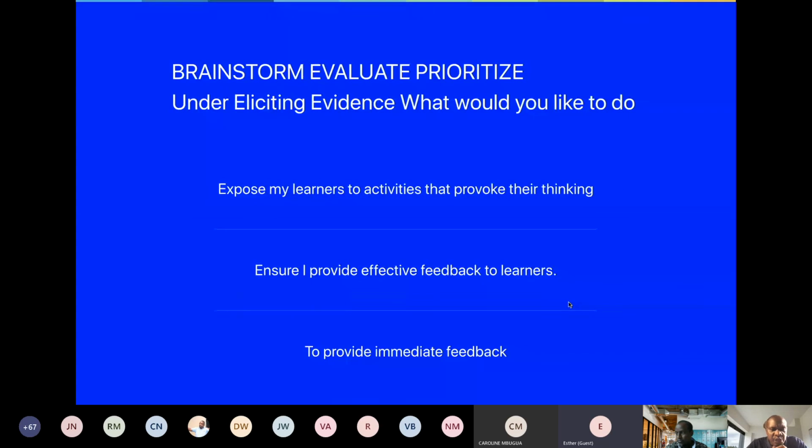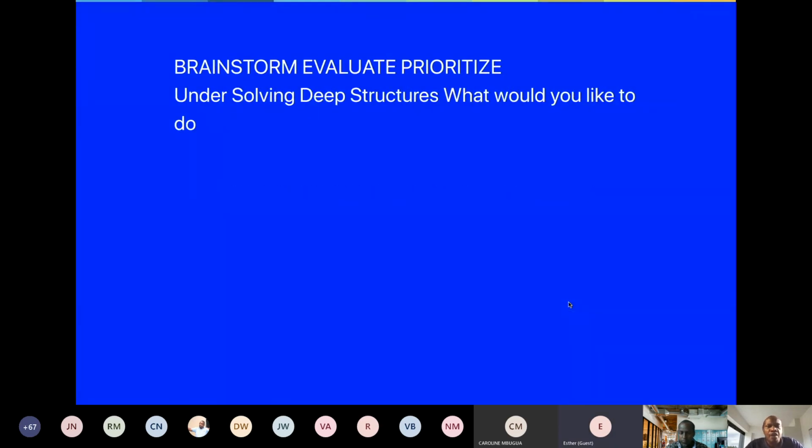So the next one I'd like you to write is, what are you going to input for deep structures, which you have just finished today? What will you do under deep structures?